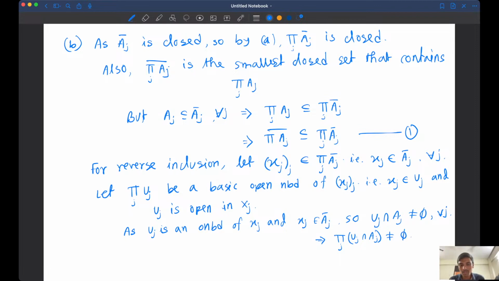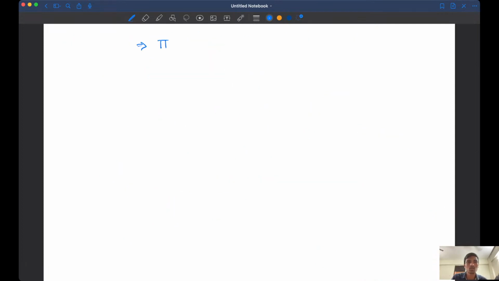Okay, if it is non-empty, but what is this? This is nothing but the product of uj intersected with the product of aj, and this is the required claim we want to get to. So this is a basic open neighborhood around this point, and it intersects this product of aj. So this implies that the point xj belongs to the closure of the product of aj. So we started with a point in here and showed it here, so this set will also be contained in the other one. So this implies the product of aj closure is contained in the whole closure.